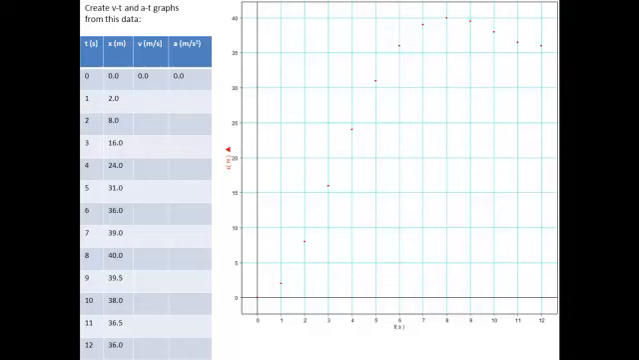Okay, in this assignment, we're supposed to create velocity time graphs and acceleration time graphs from this data that's plotted out here, that's in the data table on the left-hand side. So we need to go to our mnemonic. Remember our mnemonic? We write out x, v, a like this, and in this direction, we find the slope. In the opposite direction, we find the area.